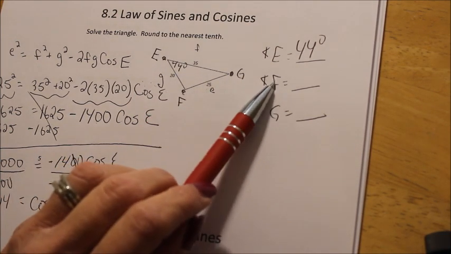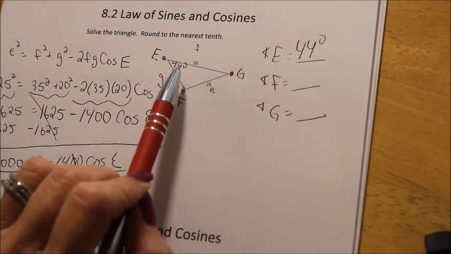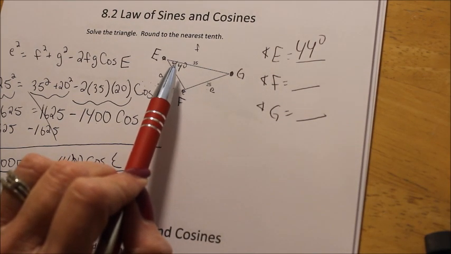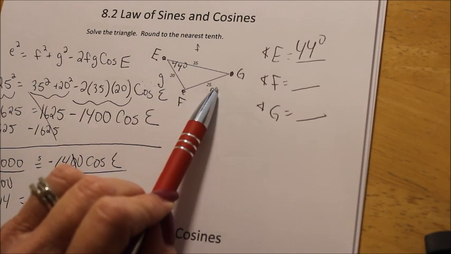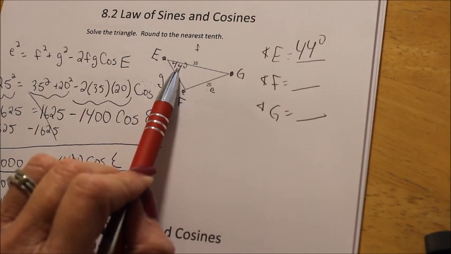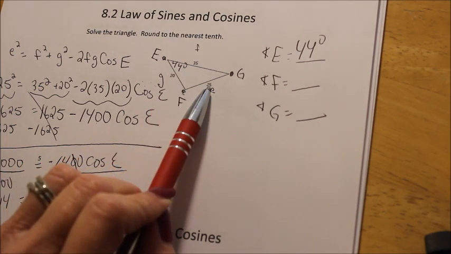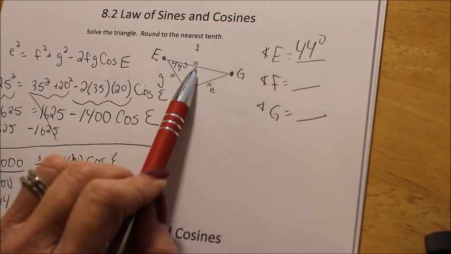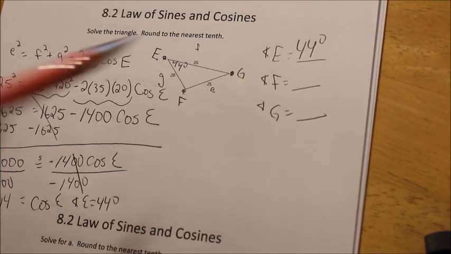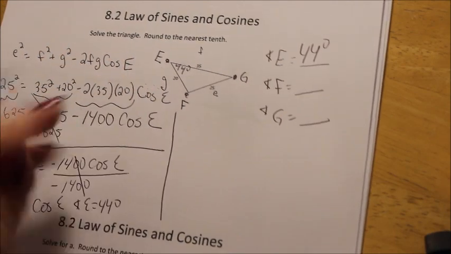So as an example, if I want to find angle F, I can now use the law of sines using E over little e. Right? I could say sine of 44 over 25 equals sine of F over 35. Cross multiply and solve. So let's do that. To me, that's way easier.